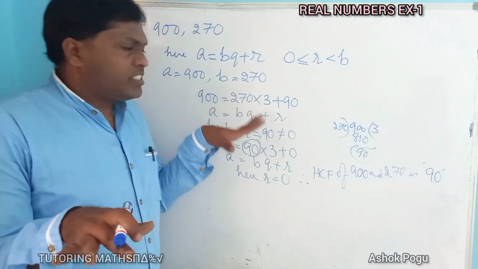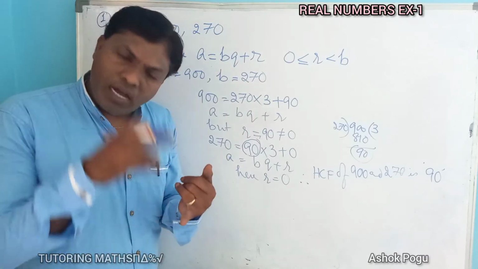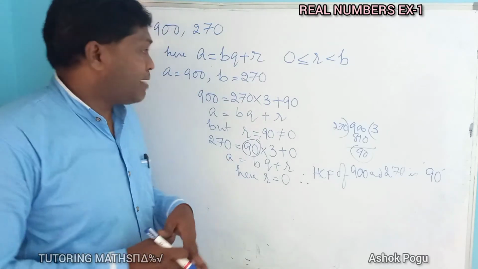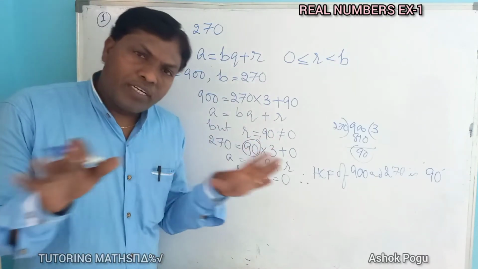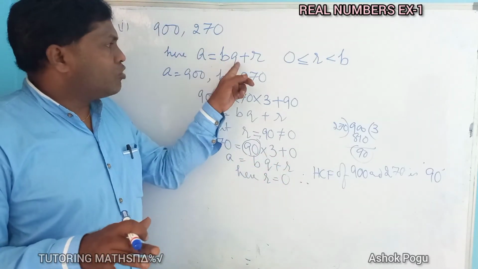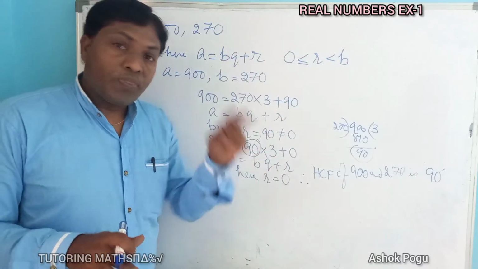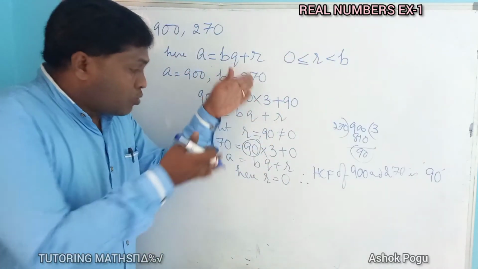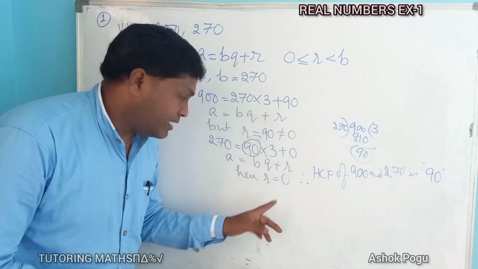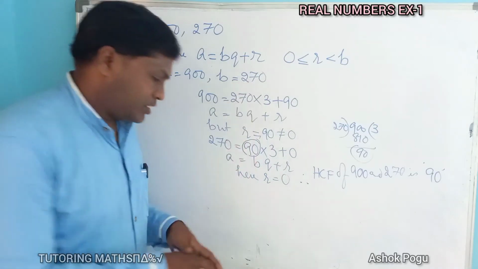So this is the process. Very simple questions. This type of question you will surely get in your examination, 100%. It's very clear. Don't get confused, my dear students. Just keep in mind the formula a is equal to bq plus r, but the final remainder must be equal to 0. If you don't get remainder 0, you continue the process till you get remainder 0. And let us continue with one more question in the same bit.